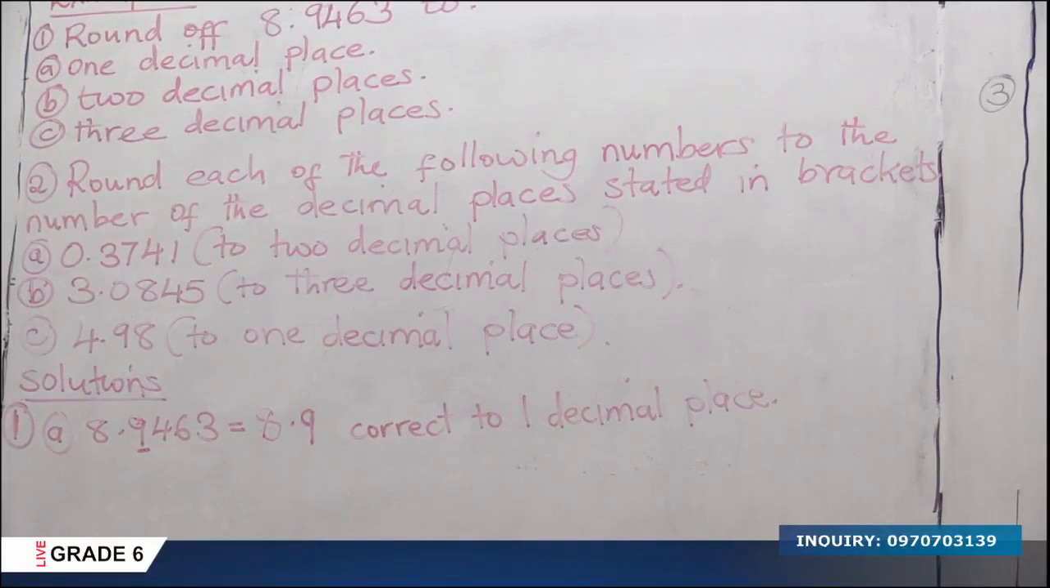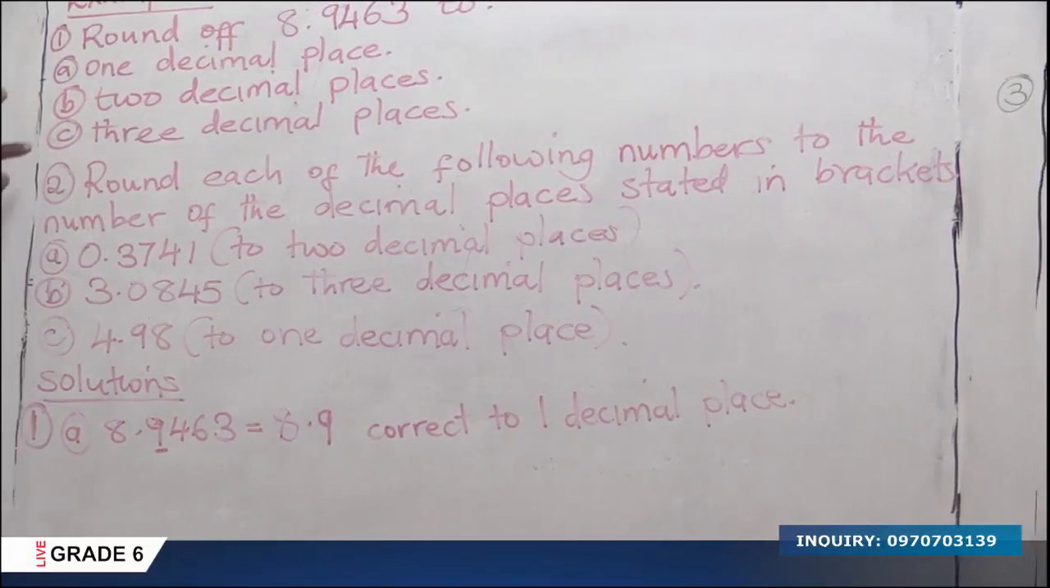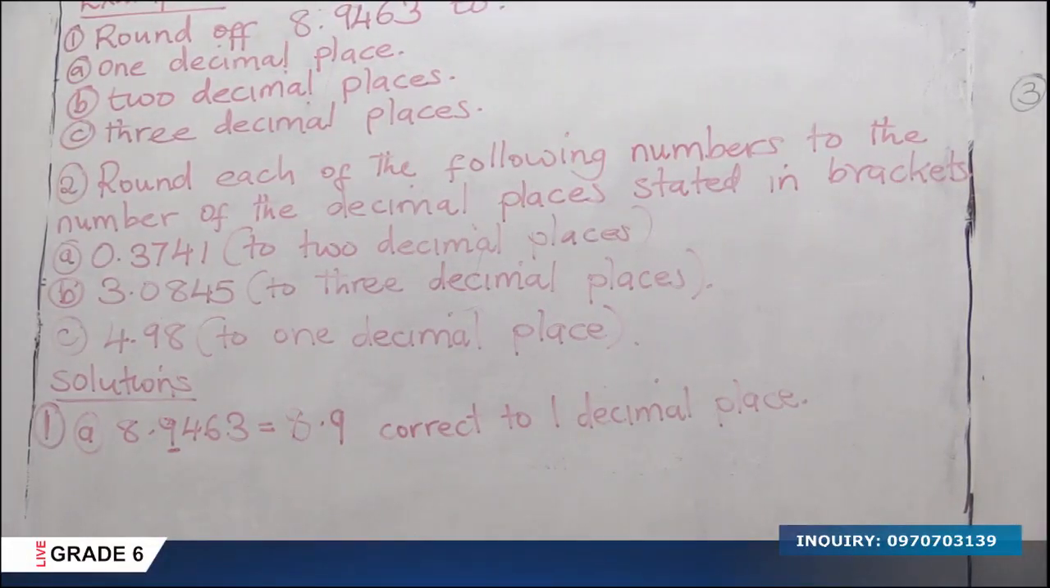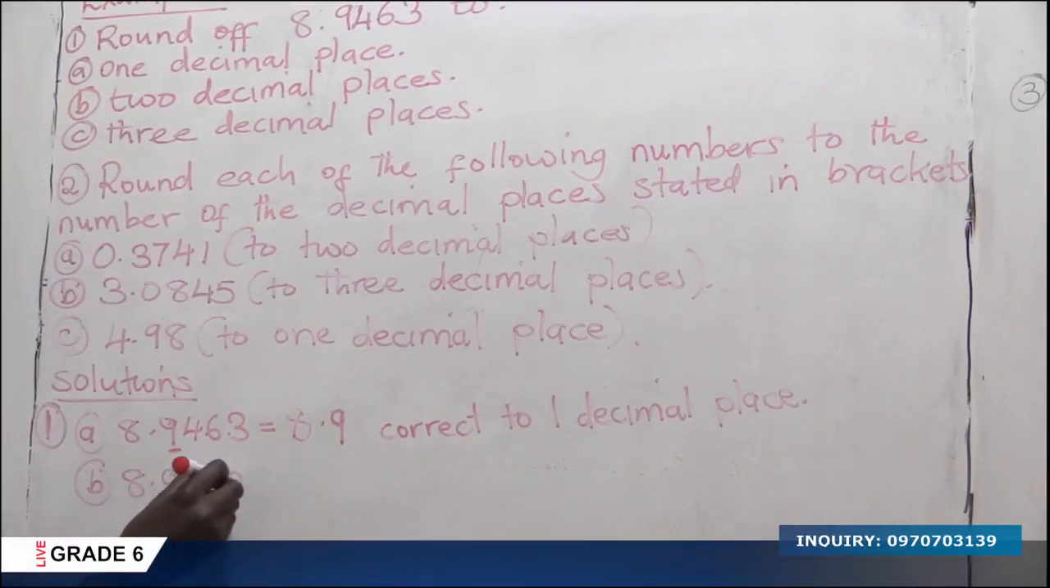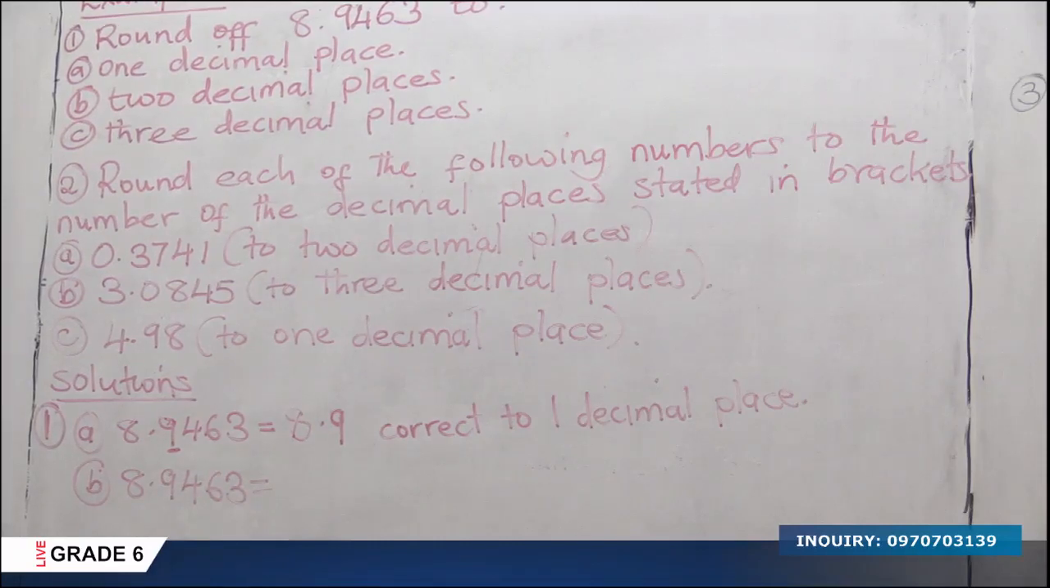8.9 correct to 1 decimal place. All right, let's get the same number. We round it off to 2 decimal places. So B, it is 8.9463. How do we round off that number, boys and girls? How do we round off that number?